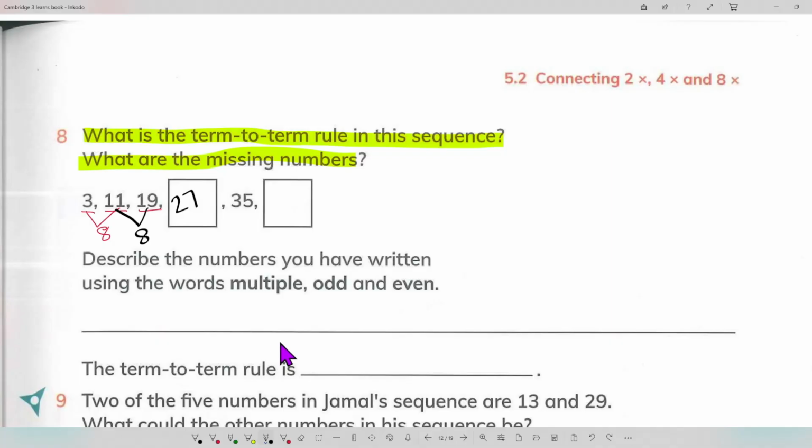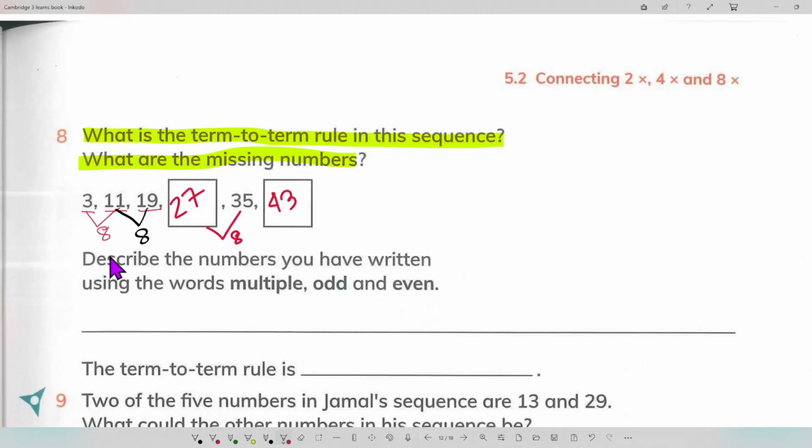27. We can write in red color 27. So 27 and 35 difference is 8. Similar, 35 plus 8 is 43. Okay, describe the numbers you have written using the words multiple, odd and even.